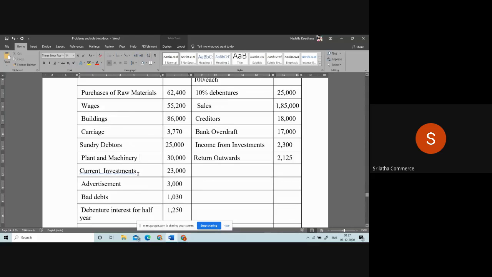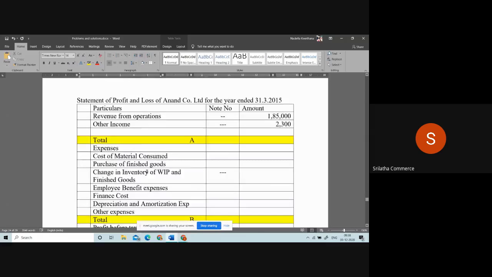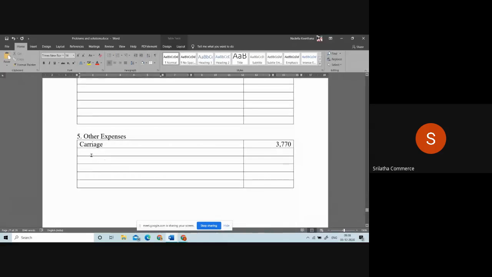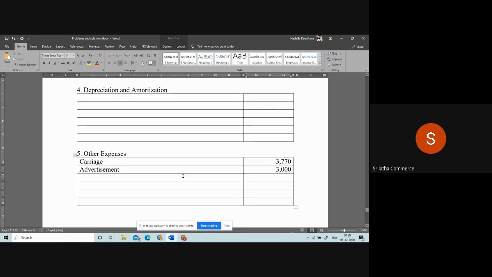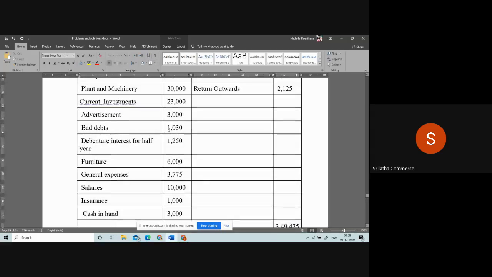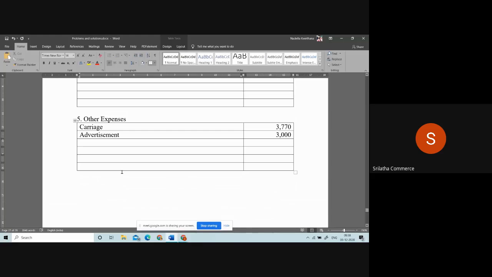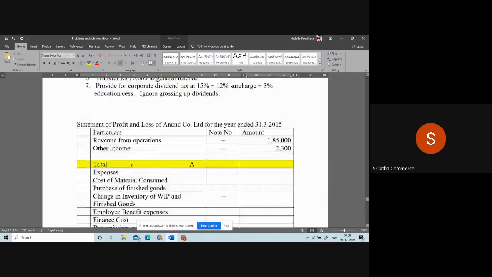Plant and machinery will not come under the statement of profit and loss. Current investments will not come either. Advertisement we are going to take under other expenses, 3,000. Under other expenses, advertisement 3,000. The next we have is bad debts. Bad debts 1,030 under other expenses. How much, ma'am? 1,030, am I correct? Yes, ma'am. Bad debts 1,030 under other expenses.